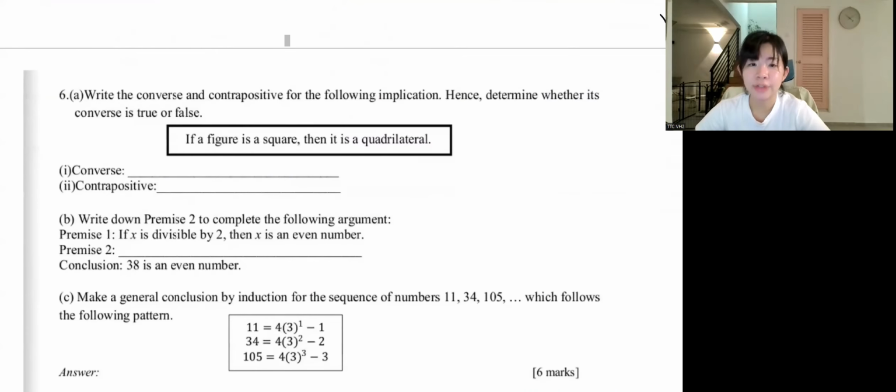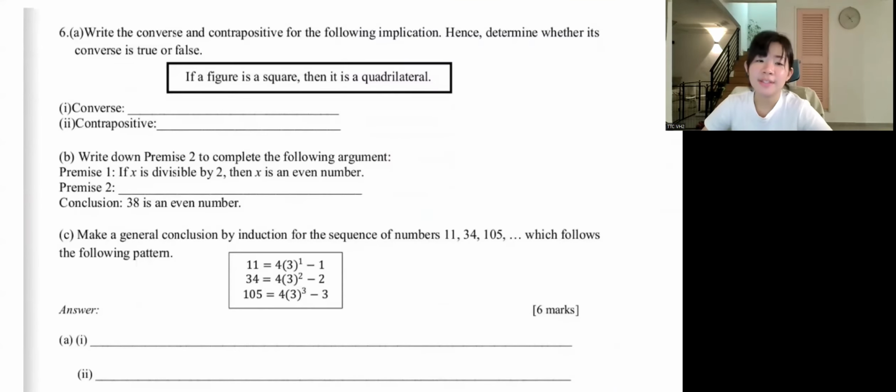Okay, next topic I want to revise is logical reasoning. Form 4 definitely comes up with this thing. Write the converse and contrapositive. Do you all revise this? Converse is called akas in Malay. Contrapositive is contrapositive. For the following implication, determine whether its converse is true or false.